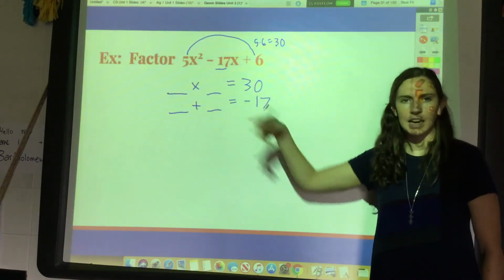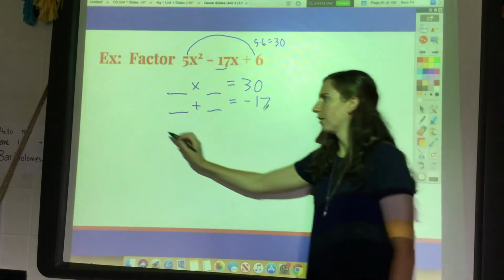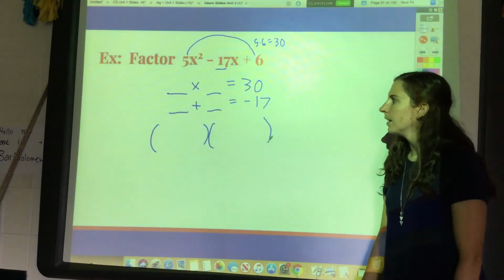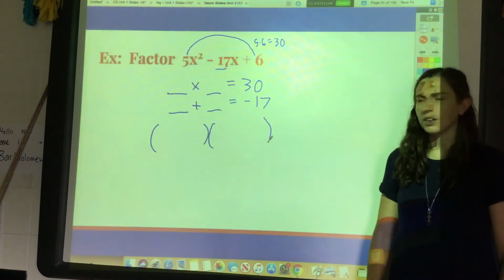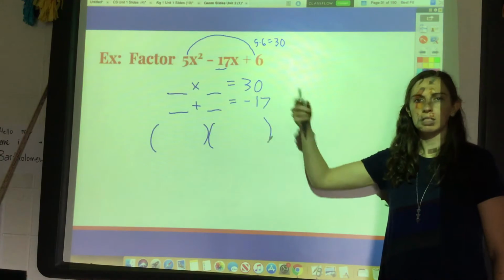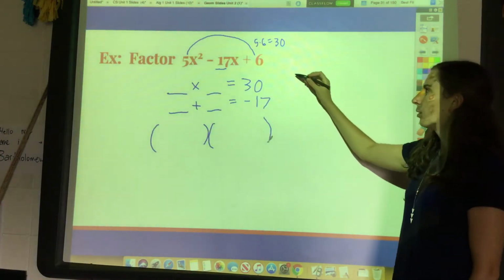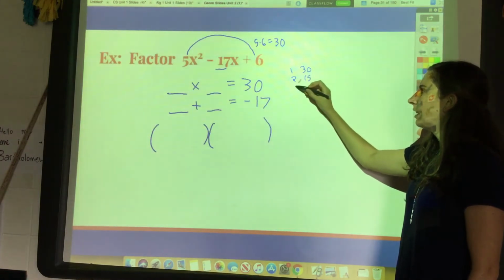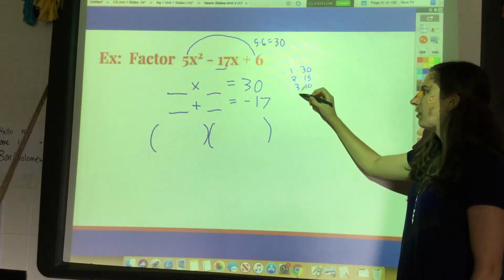If you don't need to write this out, that's fine. Feel free to just go ahead and fill in your factors if you can figure it out. All right, this one's kind of hard to figure out, so let's list out some options, numbers that multiply to give us 30. That would be 1 and 30, 2 and 15, 3 and 10, 5 and 6.